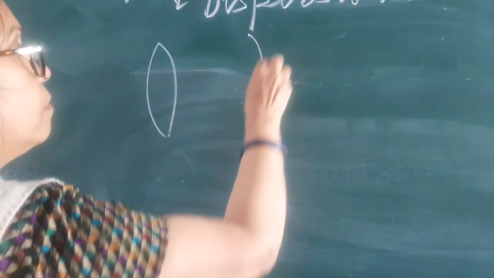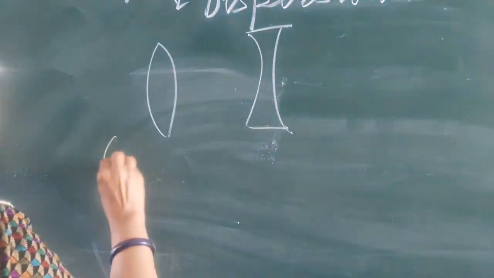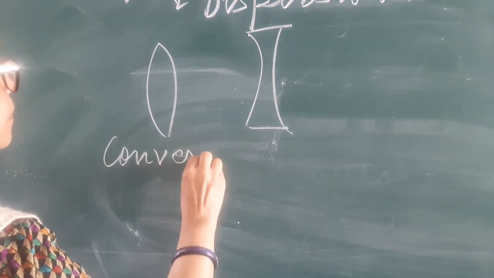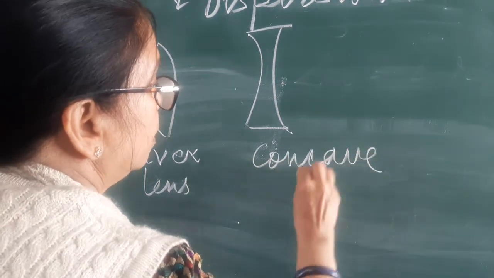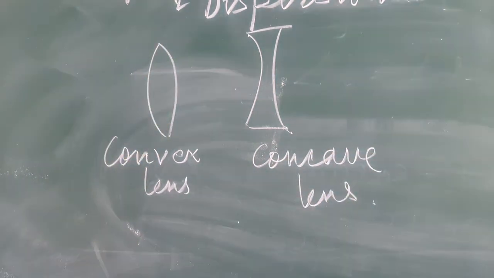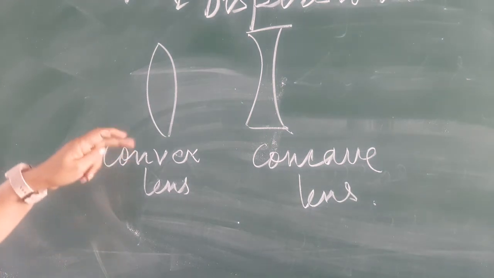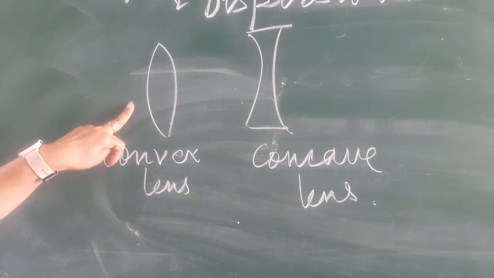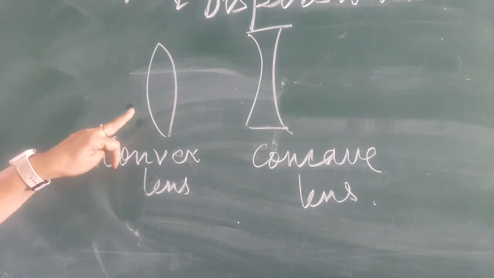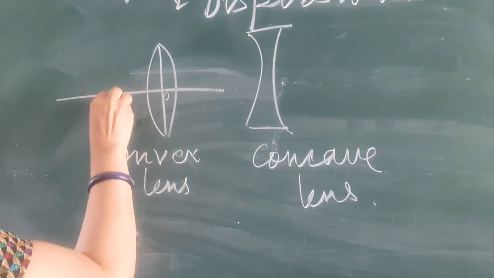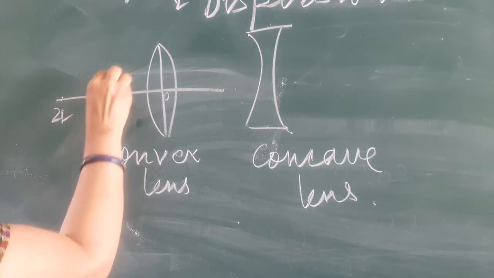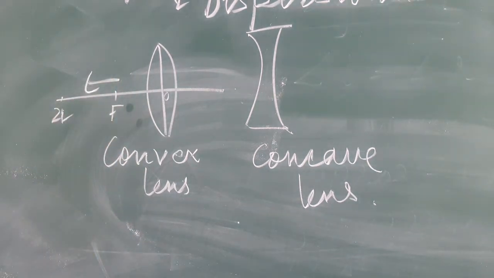This is a convex lens and this is a concave lens. So children, the convex lens always forms a real, inverted image of the object which is kept beyond its focal point. They all have a focal point. So if the object is beyond the focal point, the image will always be real and inverted.